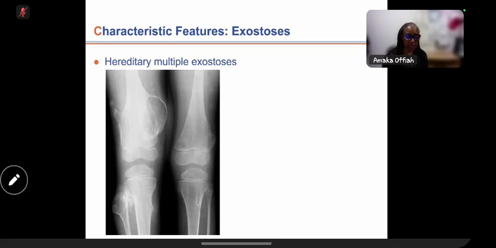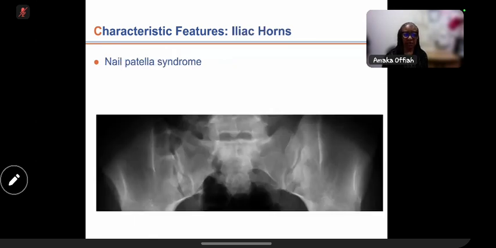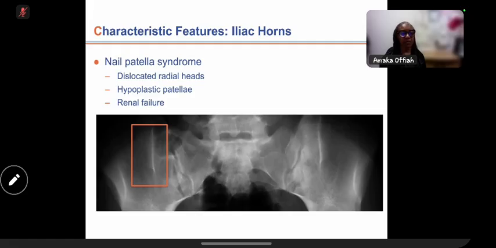Hereditary multiple exostoses around the joints, pointing away from the joints, and nail patella syndrome, the characteristic being the iliac horns, which we can see here. But you'd also look for the radial head dislocation that they can get. And is it an important diagnosis to make? Yes, because it's associated with renal failure. And so you want to monitor their renal function and be able to treat them before they need renal transplant.